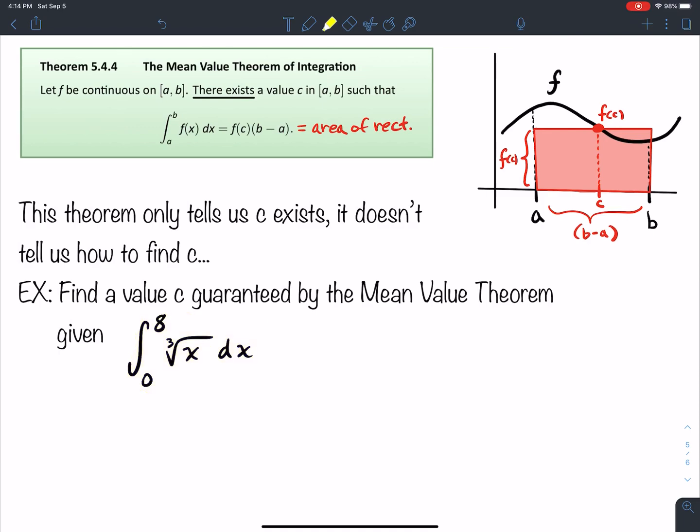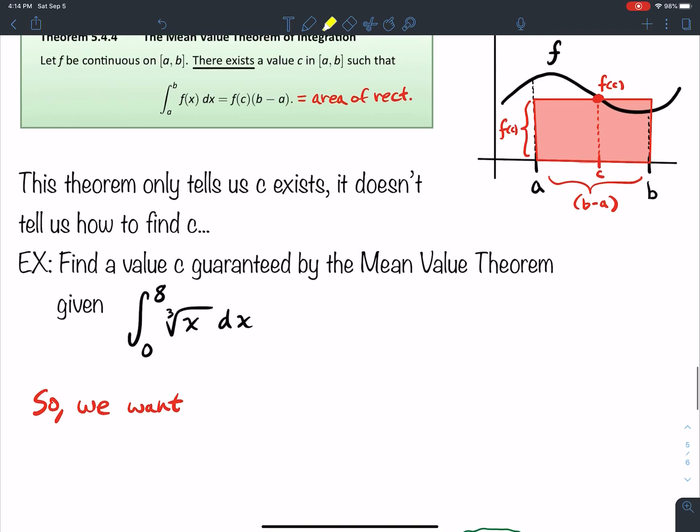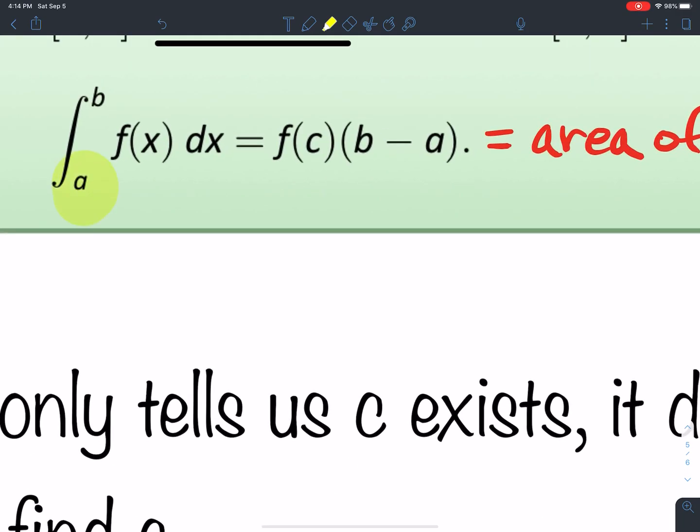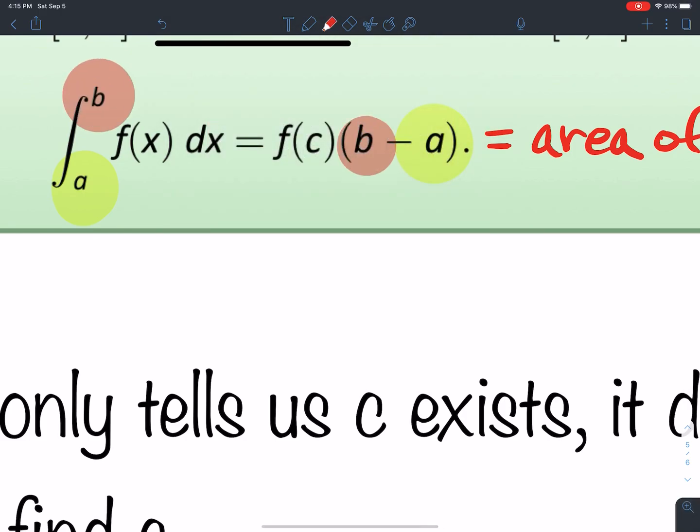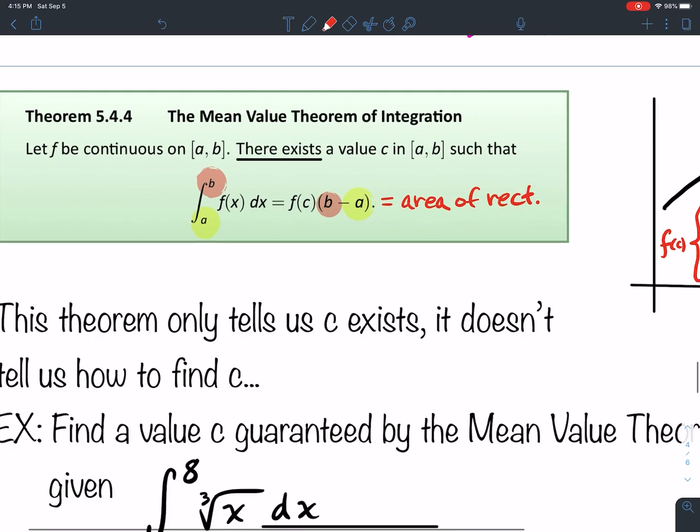So what I'm going to do is take this first and use my theorem here. What I want is the integral of f of x dx, where my f of x is the cube root of x, equal to f of c times b minus a. Now what is going on here? a is the lower limit, and b is the upper limit here. So that's where I get my numbers from.